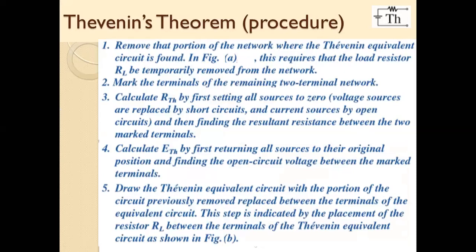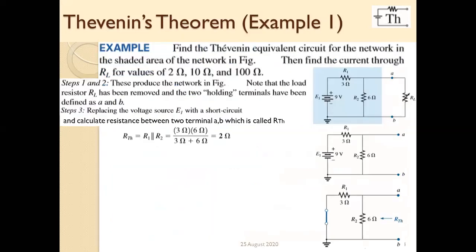Now, how many steps can we use to convert any network into a Thevenin equivalent network? We can use 5 steps to replace a network with a Thevenin equivalent network. Step number 1, remove the external part of the circuit. Step number 2, name the two terminals A and B.